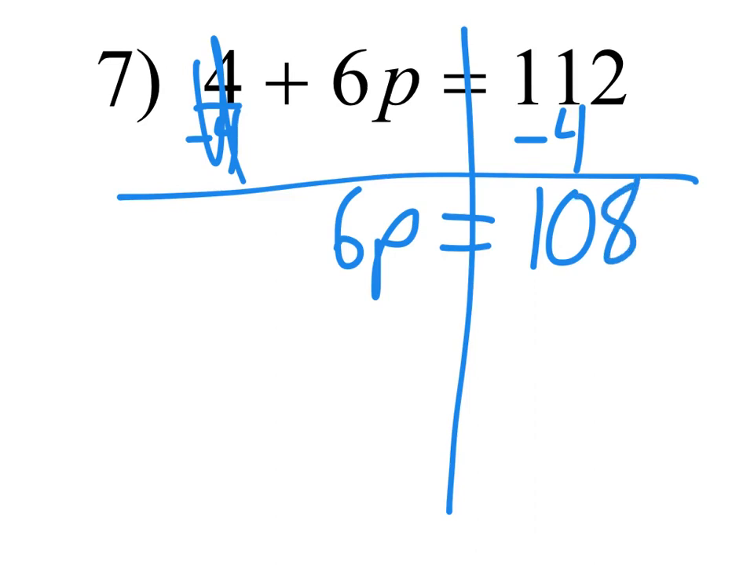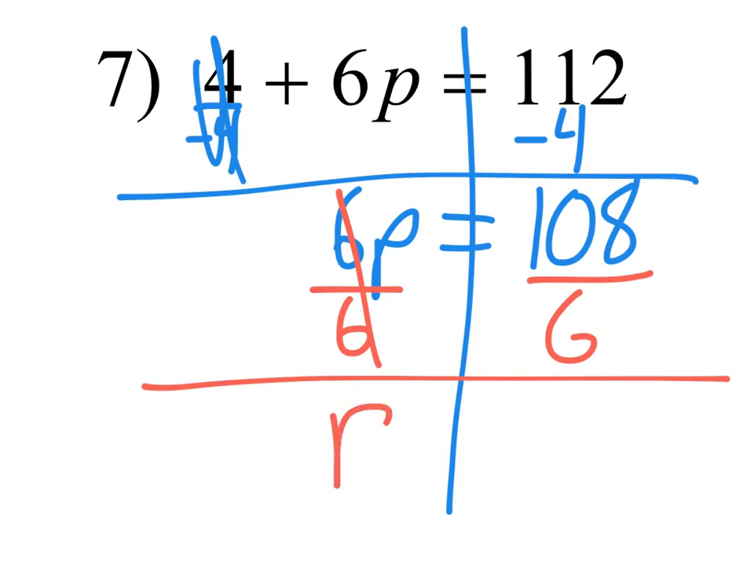I have multiplication on the left. So I'm going to undo this by dividing both sides by 6. These two cancel. I'm left with p on the left, and 108 divided by 6 is going to be 18.